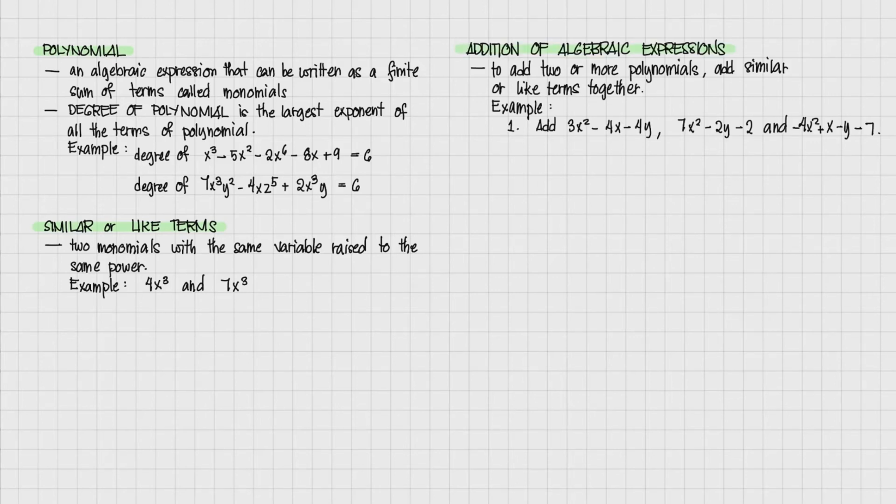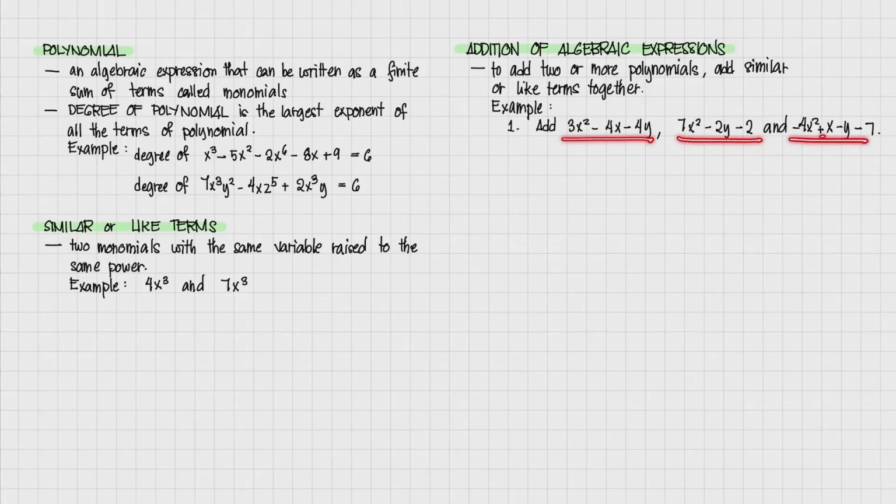Okay, let's start with addition of algebraic expressions. To add two or more polynomials, we're just going to add similar or like terms together. So we have an example here, example number one. We have three expressions: 3x squared minus 4x minus 4y, 7x squared minus 2y minus 2, and then negative 4x squared plus x minus y minus 7.